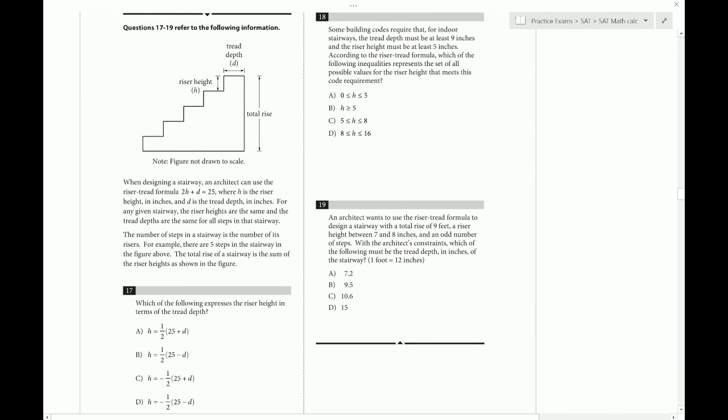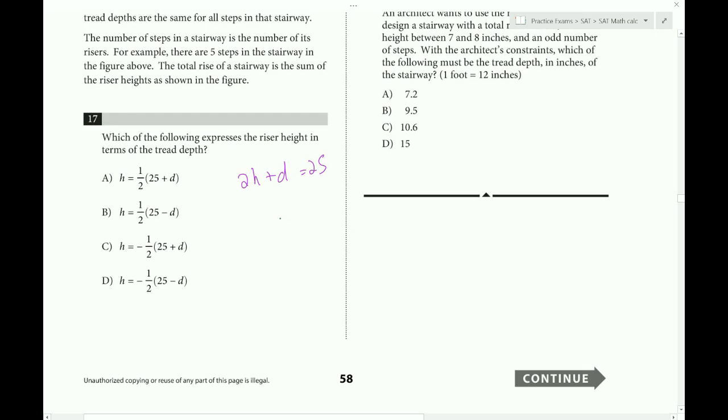All right. Which of the following expresses the riser height in terms of the tread depth? Okay, so we have this formula here, which is 2h plus d equals 25. And we want to solve that thing for h. Okay, so the first thing we do is subtract d to the other side. So we have 2h equals 25 minus d, and then we divide by 2 on both sides. So h equals 25 minus d over 2, which is the same thing as half of 25 minus d.